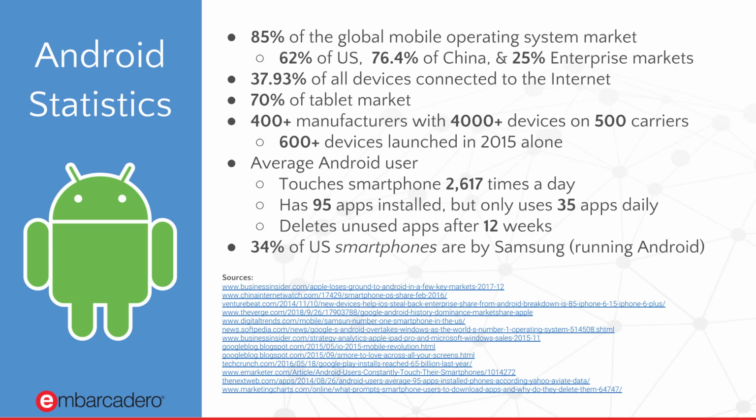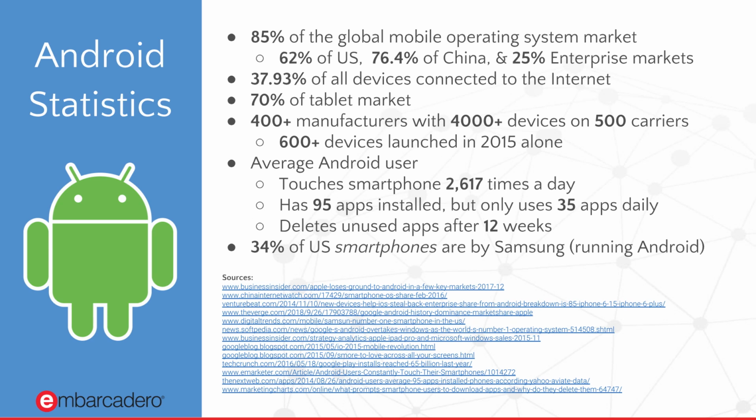I will put these links or these statistics in detail in the blog post as well, but I wanted to share some of these here. 85% of the global operating system market is Android. That's pretty amazing in my mind, especially when we consider that almost half of those are Samsung. From a different source down at the bottom, you see 34% of US smartphones are by Samsung. So 34% of smartphones are made by Samsung running Android. Pretty significant chunk there, and that's why I think it's worthwhile paying attention to Android as well as Samsung.